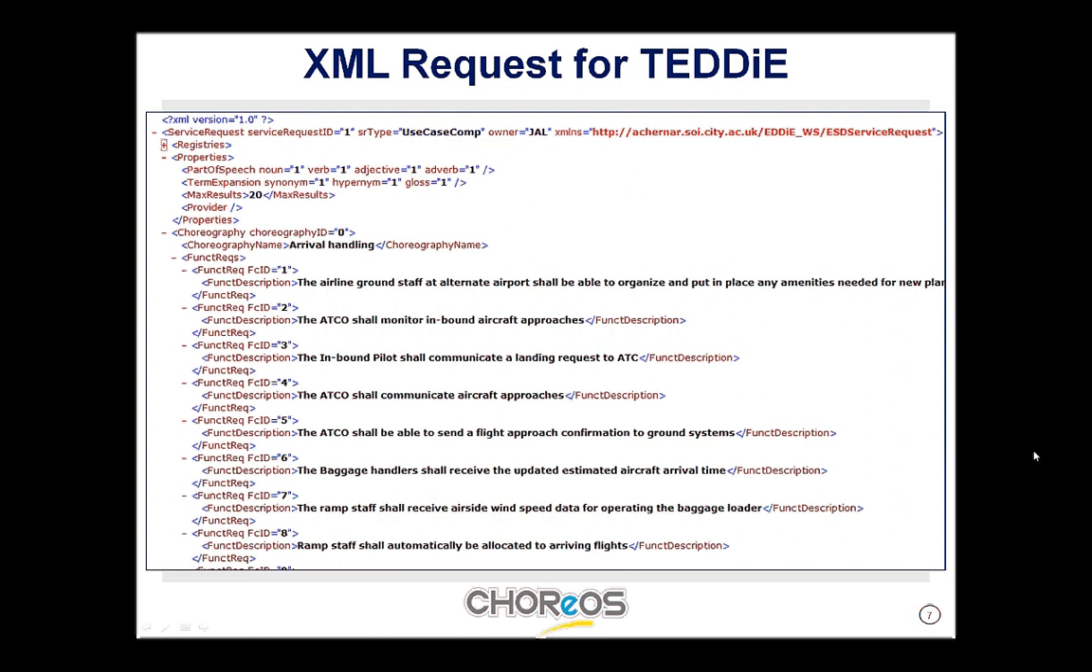The XML file includes the choreography name provided by the domain expert, in this case arrival handling, and the individual requirements with automatically allocated IDs. For example, functional requirement 6, the baggage handlers shall receive the updated estimated aircraft arrival time.